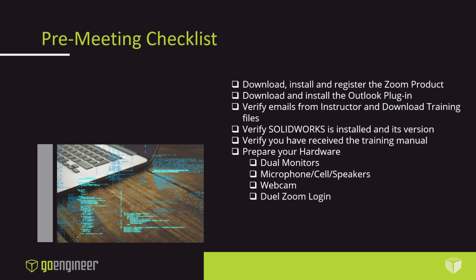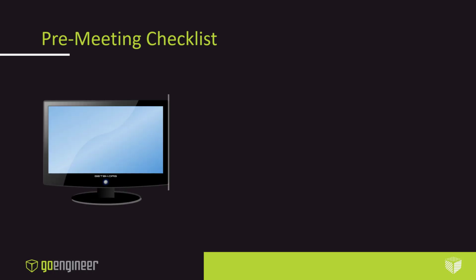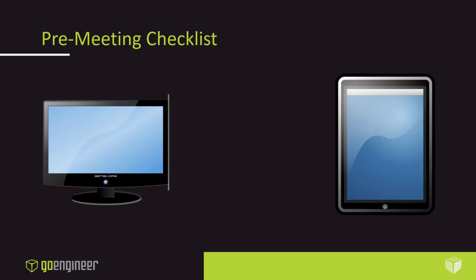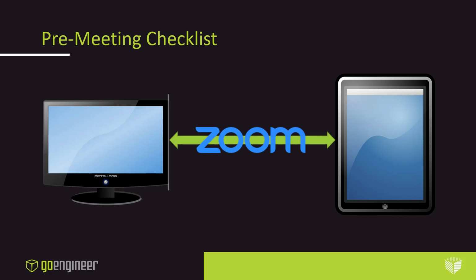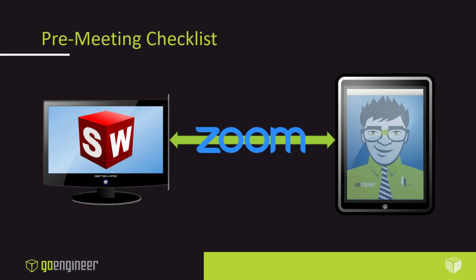Dual Zoom logins. I've actually had a couple of students do this one also. So you don't have a dual monitor, but you do have a tablet or a cell phone. Install Zoom on both devices. Then you can log in twice, once on each one. So this way, on your desktop computer or your laptop, you can have your version of SOLIDWORKS running, and then on your tablet, you can have your host streaming what they're doing. So this way, we can simultaneously work on both devices. This gives you the benefit of having the instructor be able to look at what you're doing on the Zoom on your desktop or laptop computer.